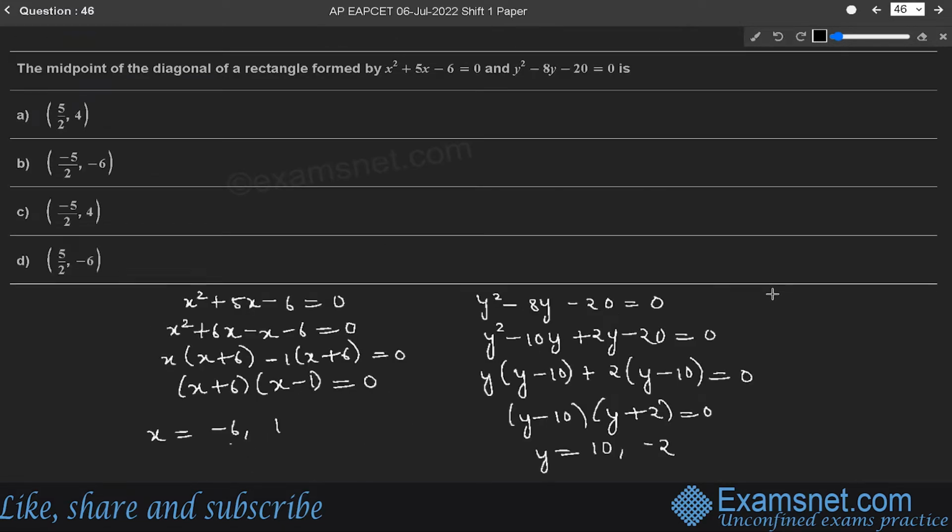Therefore, we can say that the correct option here is option number C. See, this kind of question is very simple, but it seems a little bit tricky. But it always comes in the exam. So it is a very, very important question.